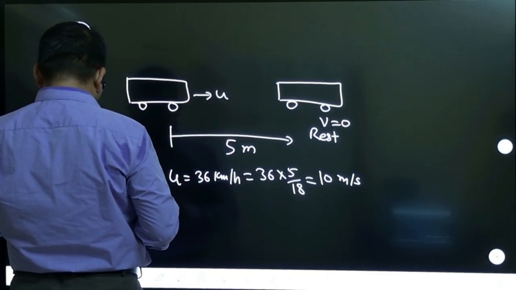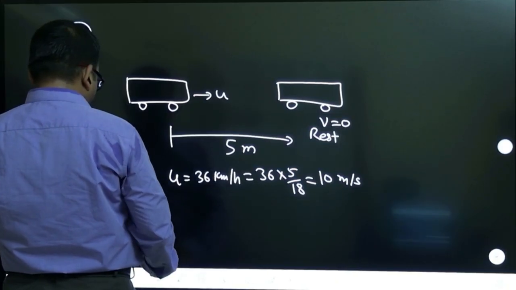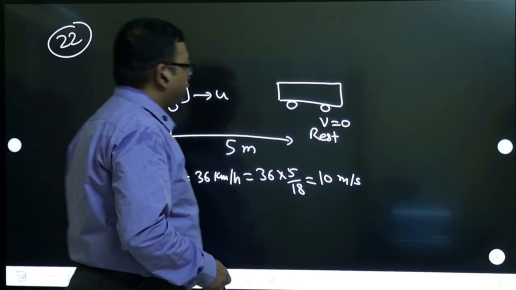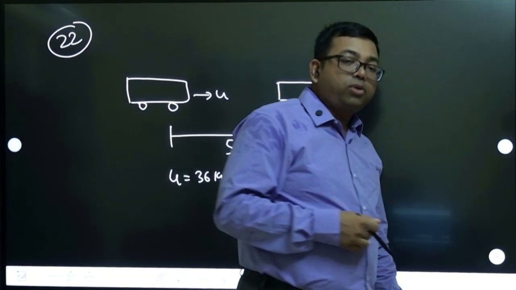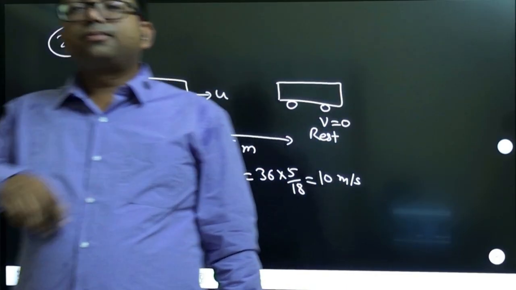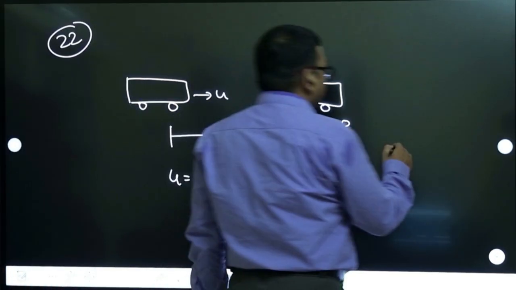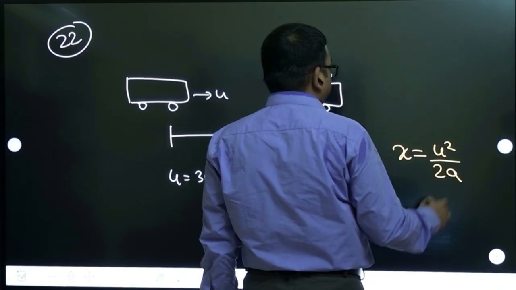If the car were going at 72 kilometers per hour, what would the stopping distance be? What is the formula for stopping distance? x is equal to u squared by 2a, where a is the retardation.